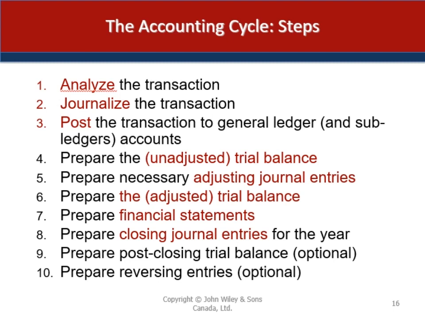And then finally, closing journal entries would be made to close all the temporary accounts, revenue, expenses, and dividends to the retained earnings. And then we would often prepare a post-closing trial balance to ensure that all of the temporary accounts had a zero balance and that everything had been closed properly to retained earnings.